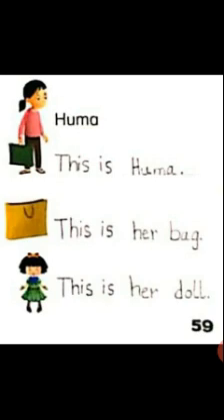Now trace this, THIS, this. Give one finger gap, IS, then give one finger gap and write HER, her. Because we are talking about the things of a girl, we use here her. Now give one finger gap and write BAG, bag. This is her bag. Now come to number 3 sentence. Trace this, then is. Now give one finger gap and write HER, her. Now you will give one finger gap and write DOLL, doll. This is her doll. Okay.